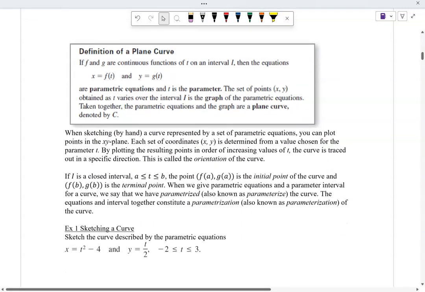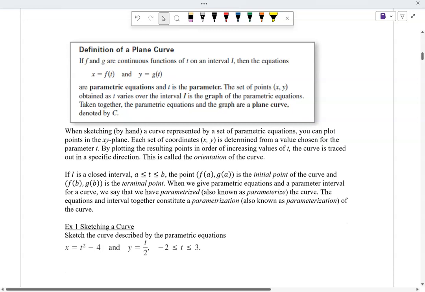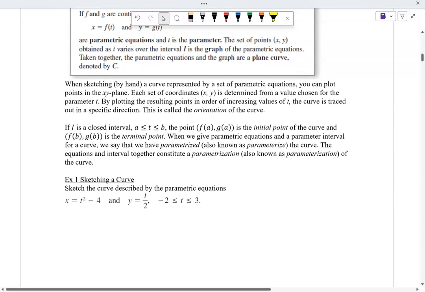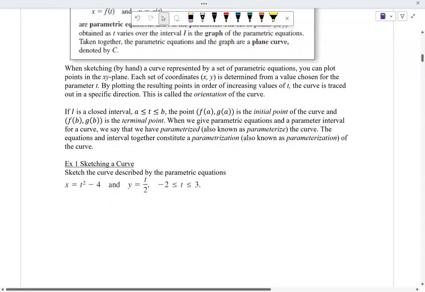Okay, so let's look at the definition of a plane curve. We're going to have x and y defined in terms of a third variable t, and that will give us our set of parametric equations like you see down below in example 1 here. And the orientation of the curve, I'll show you how we'll sketch that out and show you the direction, or the orientation, of the curve based on our t here. We'll start with what's called an initial point, and then we'll go to its terminal point.